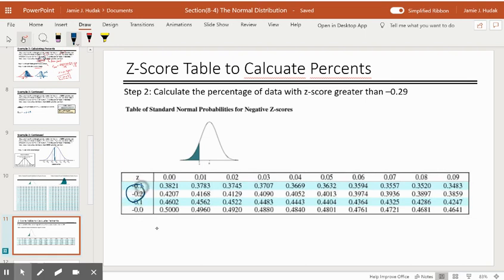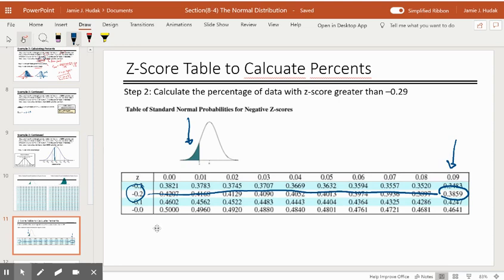Negative 0.2, and then we want negative 0.29, so we're going to add 0.09 to it. So negative 0.2, we come all the way to here, and we see that's what we get. Now notice that this chart is telling us everything shaded to the left. Well, we don't want everything shaded to the left. That would be less than 2,000 calories per day. We want more than 2,000 calories per day.